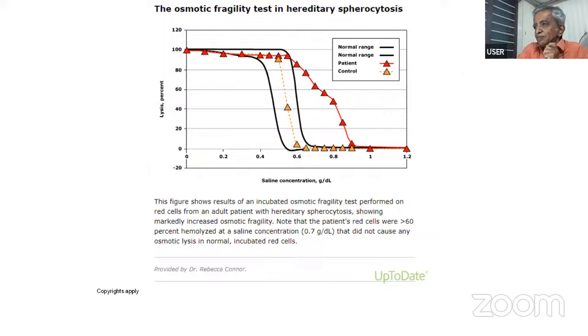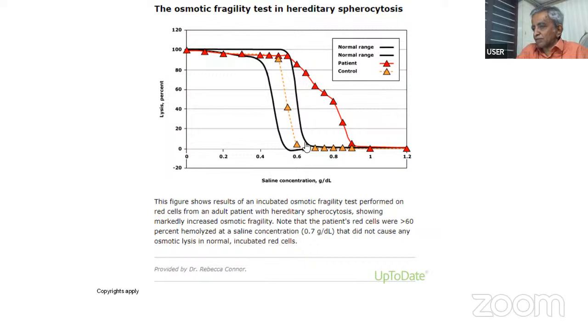Now, coming to the test. This is a very popular test, the osmotic fragility test. On the x-axis, you have saline in various concentrations: 0.2 gram per liter, 0.4, 0.6, 0.8, 1 gram, 1.2 gram per deciliter. As you move to the right side, it is more and more concentrated. On the y-axis, you have the lysis percentage: 0, 20, 40, 60, 100. Now look at the normal. Normal is given by the black color.